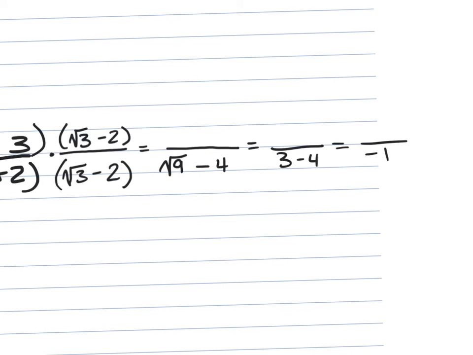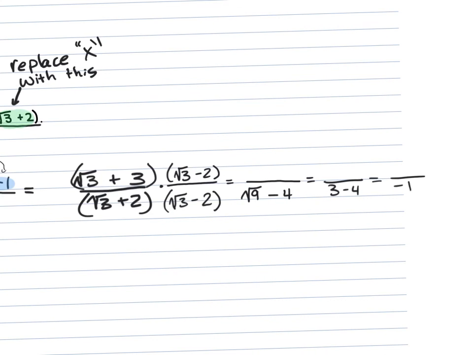Let's do the top. Are the tops conjugates? No, because they're not the same thing. They're very close, but they're not the same thing. So we have to do first, outer, inner, and last. So I'm going to do that. Let's do first, outer, inner, last on these two binomials right here. First times first: square root of 9. Square root of 9. Outer times outer.